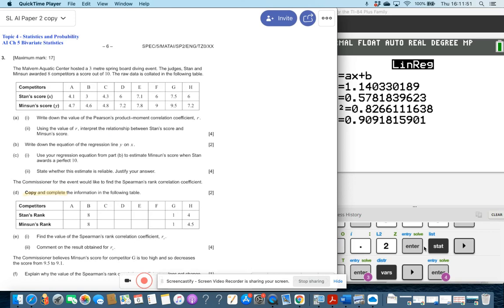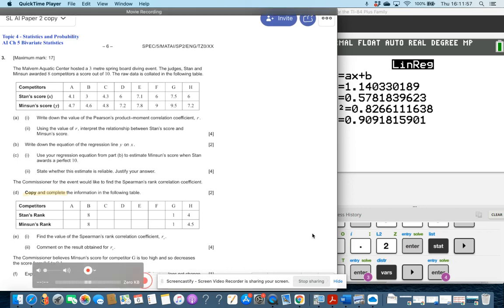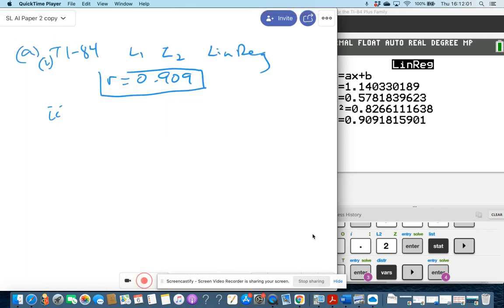Again, using the value of R, interpret the relationship between Stan's score and Min Sun's score. We know that actually 1 is a perfect correlation. We're getting pretty close to perfect. I would say there's a strong correlation between the two scores. You can even say very strong correlation because it's way up there.